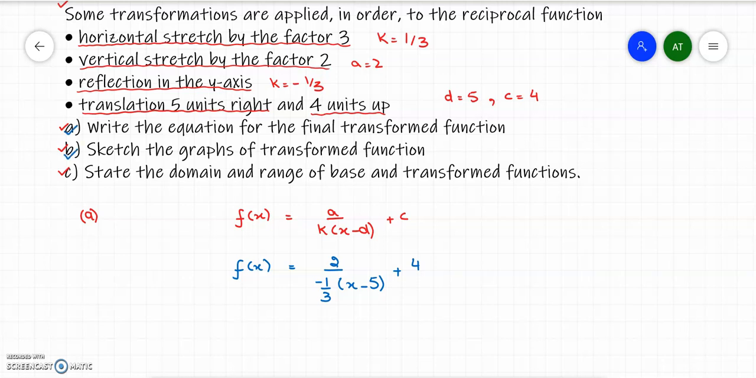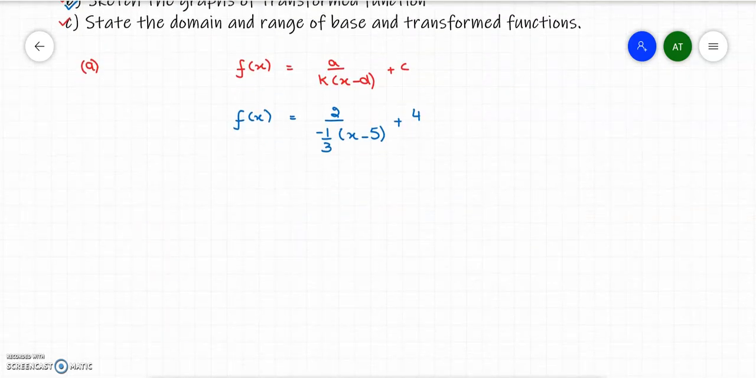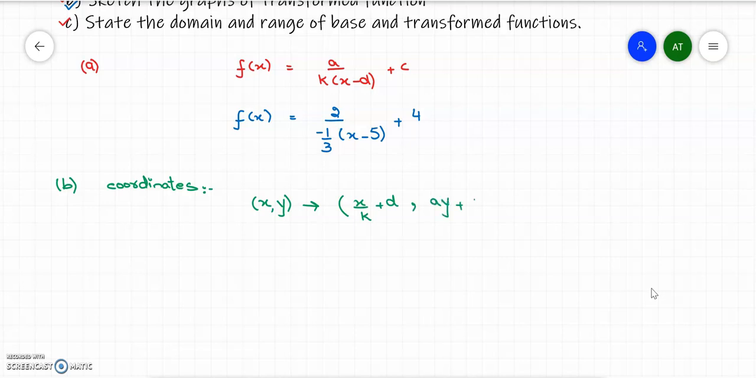Now moving to the B part, we need to sketch the graph of the transformed function. To sketch the graph of a transformed function, we need the coordinates. So let me write down the coordinates first. We have started the B part. Now to sketch the graph, the x, y coordinates change to x over k plus d and a y plus c.